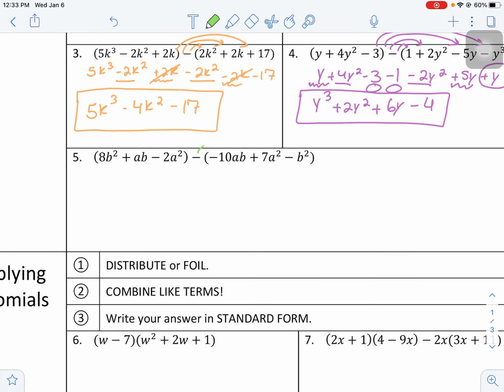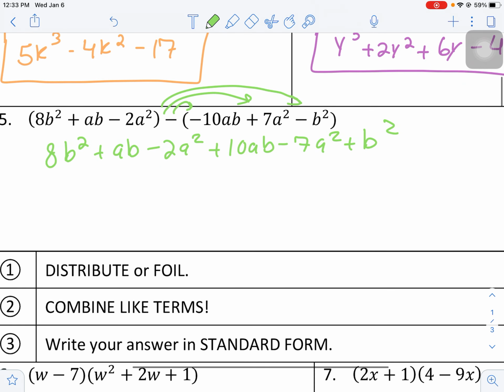Again, we have another negative sign here, so distribute the negative to all of these. We have 8b squared plus ab minus 2a squared plus 10ab minus 7a squared plus b squared. When you're writing one like this in standard form, it's alphabetical first, so a squared, and then you usually put the ab's next, and then b squared would go on the end. Okay, so writing these in standard form is a little bit weirder.